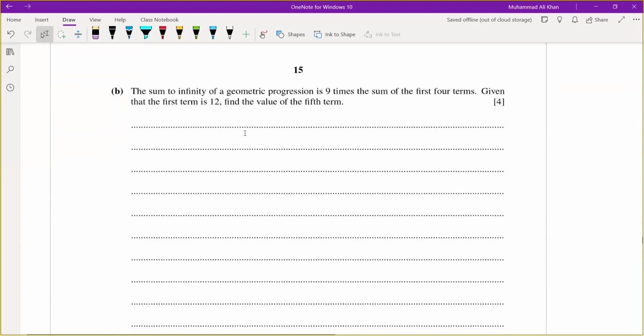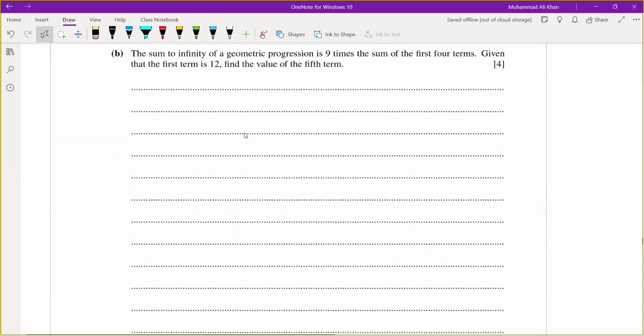And after that, in the B part, the sum to infinity of a geometric progression is 9 times the sum of the first 4 terms. Now, we have to calculate, given that the first term is 12, find the value of the 5th term. Okay, let's calculate. S infinity is a over 1 minus r equals 9 times the sum. What is the formula of the sum? a r to the power n, n is how much? 4, minus 1 over r minus 1.